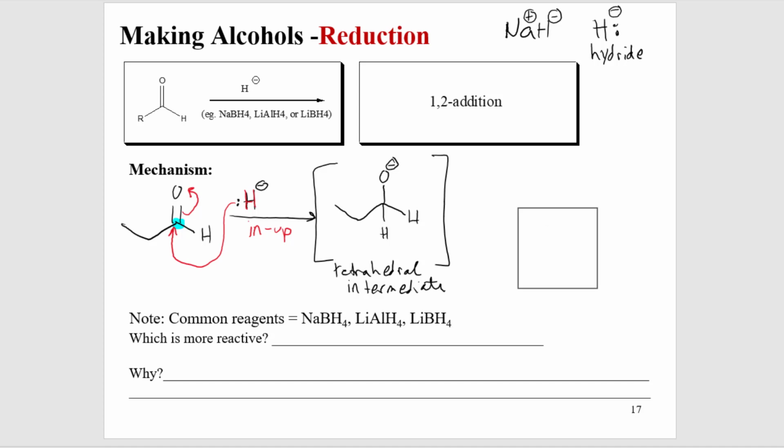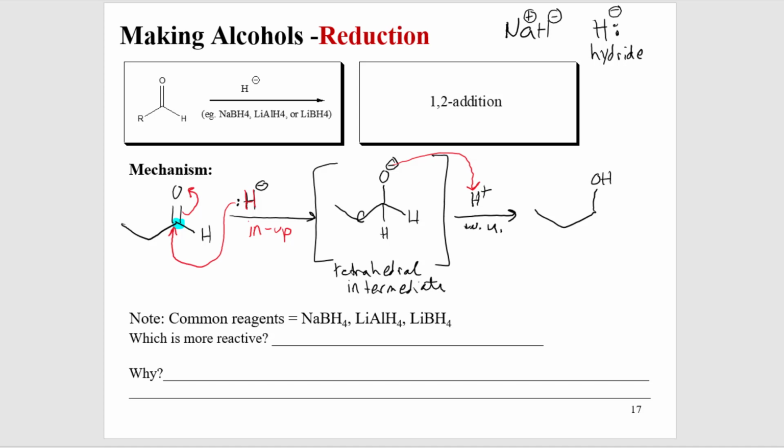Can the electrons come down? Well, I have a carbon, hydrogen, hydrogen. Remember, only things other than carbon and hydrogen can get kicked off. I'm stuck. The only thing left to do is work it up. So I work it up, and I end with the alcohol as the product. I went from the aldehyde to the alcohol.